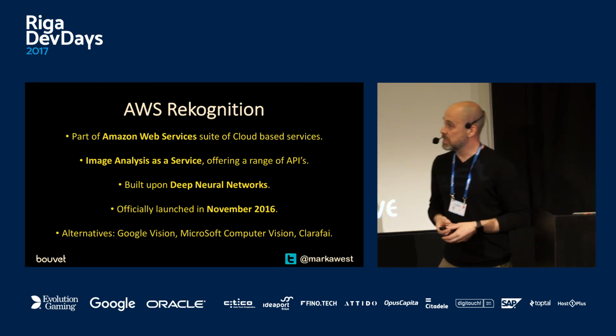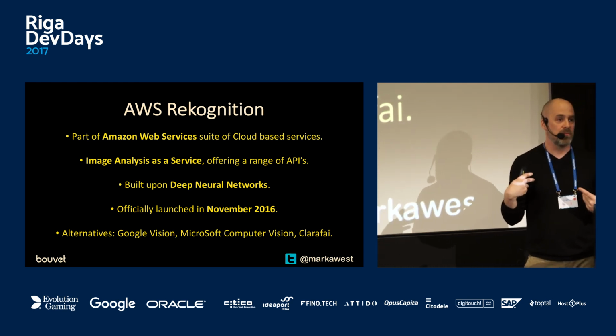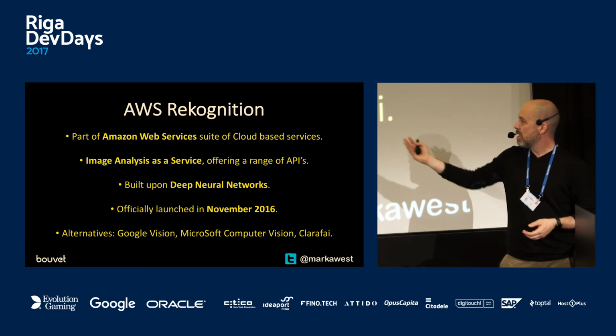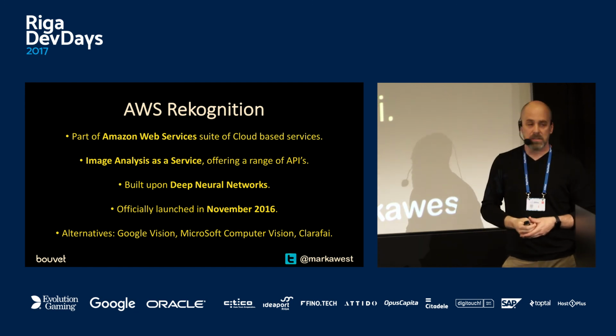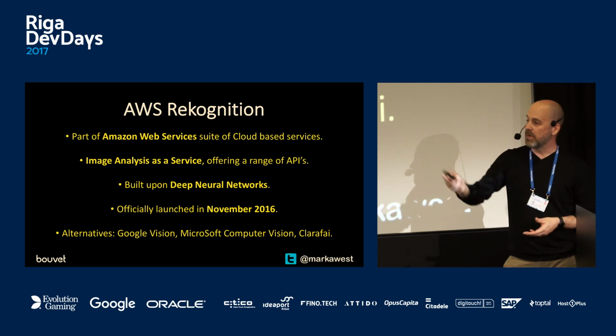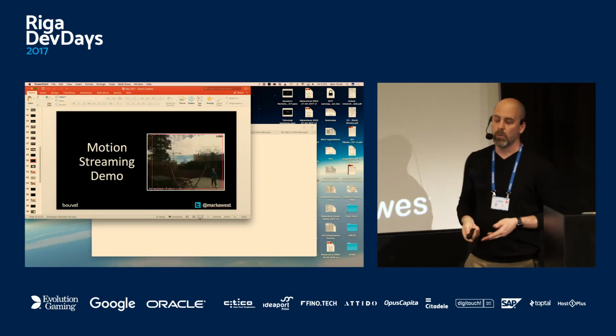There are alternatives to Rekognition out there, so if you want to create your own version of what I've done, you could use any of these. You could use the Google stack, the Microsoft stack. Clarifai is another service which provides pretty good image analysis as a service. So knock yourself out. I decided to go with Amazon, but you could use any of these, and I've tested them out, and they're all just as good as each other.